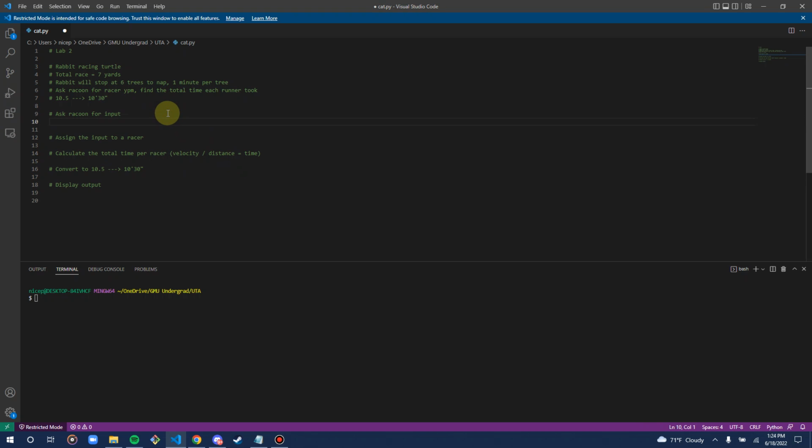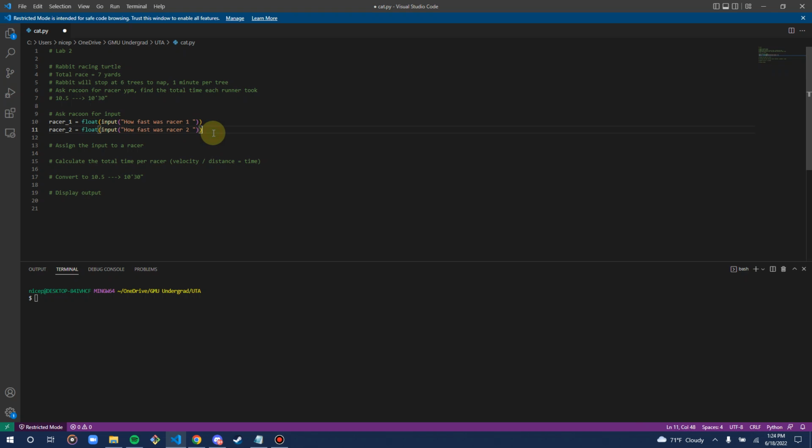The first thing we're going to do is ask the raccoon for inputs. The way I'm going to do this is I'm going to just make racer 1, racer 2, and ask for the inputs. Although I am going to convert the input to a float because I know I'm going to be doing work down here with it, and it could be a decimal number, so I'm going to wrap input in float because by default it is a string. So float input, how fast was racer 1? I'm going to copy that and paste it below, call this racer 2, and ask how fast was racer 2? I'm going to add a little padding here so it's a little cleaner in my terminal.